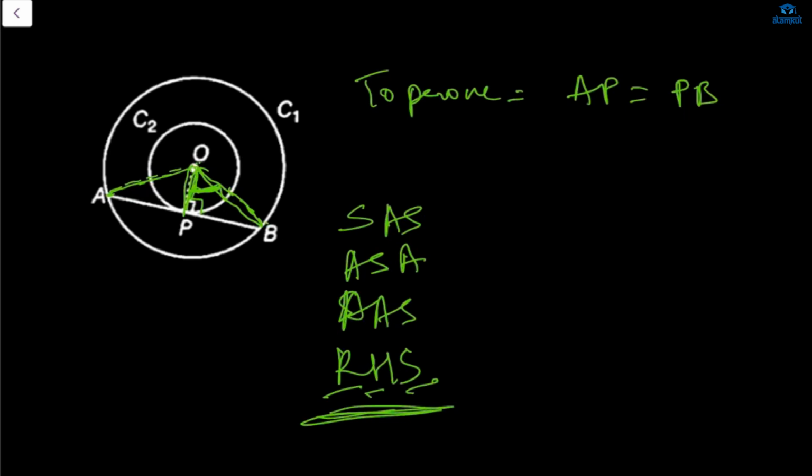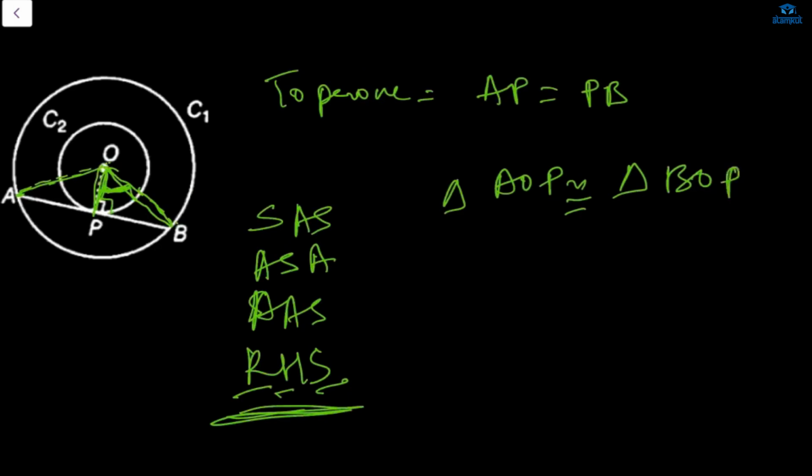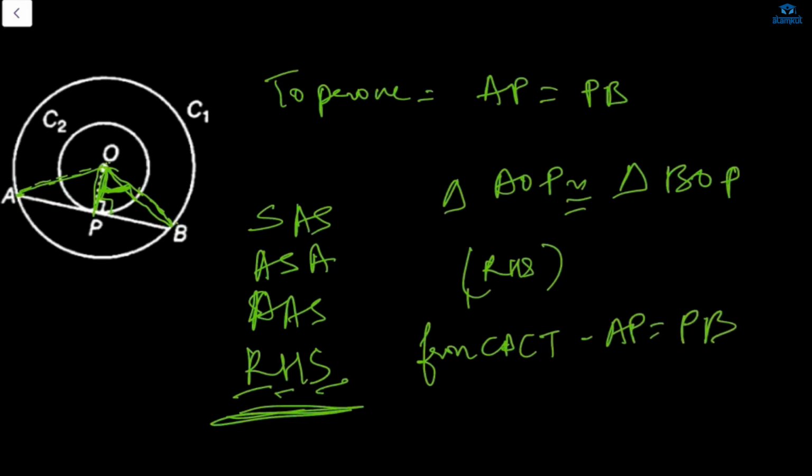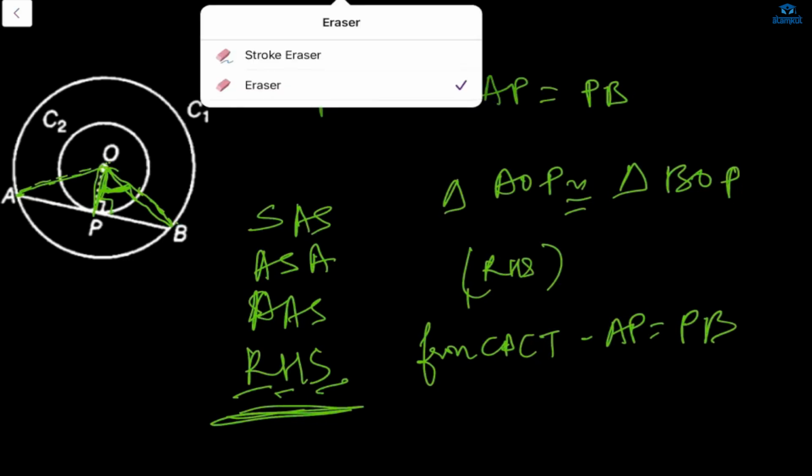From CPCT, triangle AOP is congruent to triangle BOP. Therefore, you can write RHS. So from CPCT, AP is equal to BP. In this way you can do it. I'll tell you another method also.